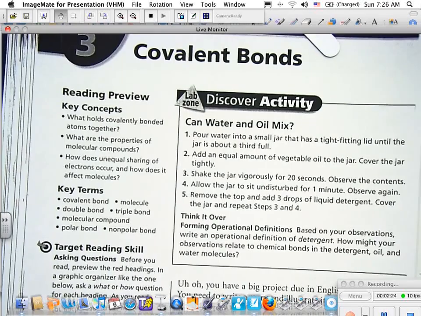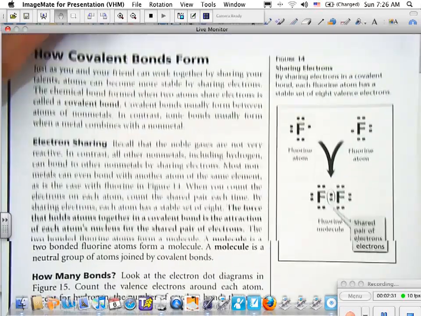Uh-oh, wrong page. Okay, now we're moving on to page 167. Sorry, I'm a little slow this morning.